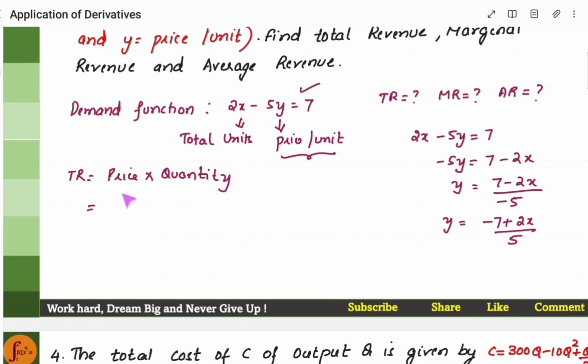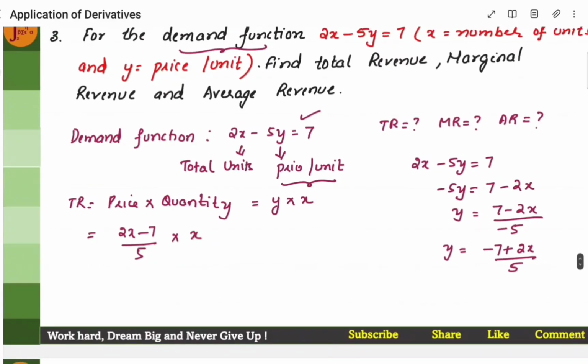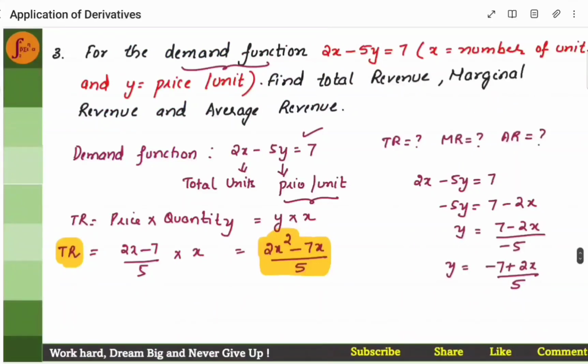So let me substitute here. Price is y. Basically price is y and quantity is x, right? So y is nothing but 2x minus 7 by 5 into quantity is x, which is nothing but 2x square minus 7x by 5. This is total revenue. Next we'll find marginal revenue.